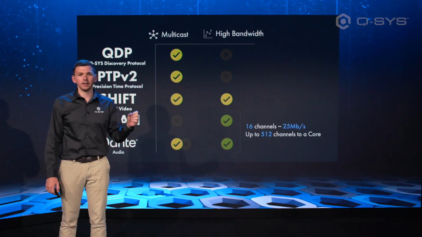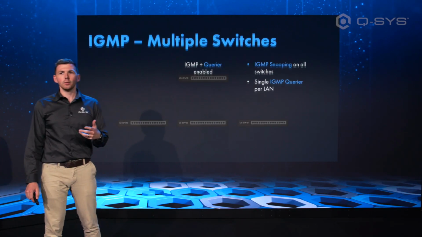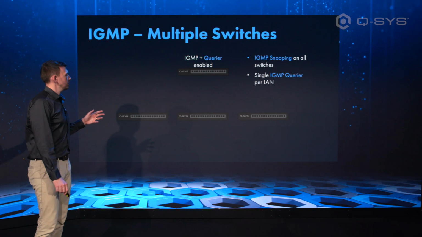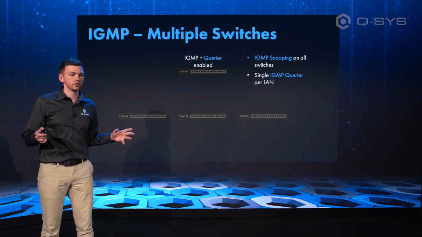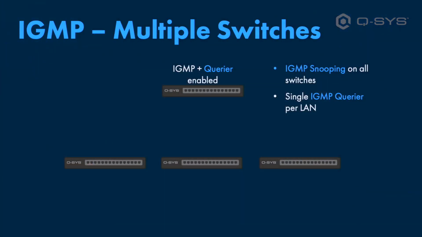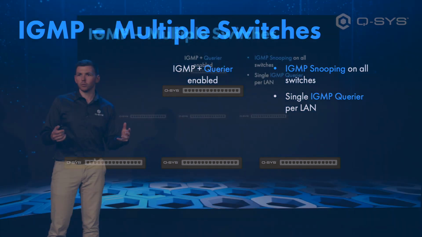There's a few other settings as well, but you don't have to worry so much about things like where is your querier, right? What does that really mean? Let's take a little look. So here we have multiple switches, okay? And what you typically do is you have IGMP snooping on all your switches. So all your switches are filtering, but you only have a single IGMP querier in the network, okay?